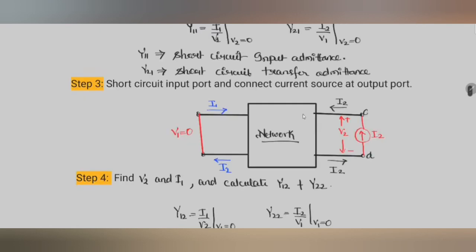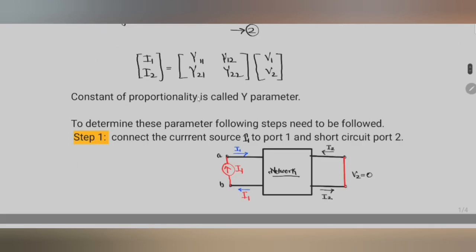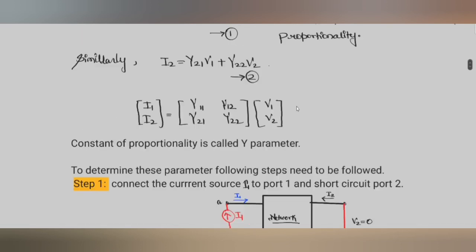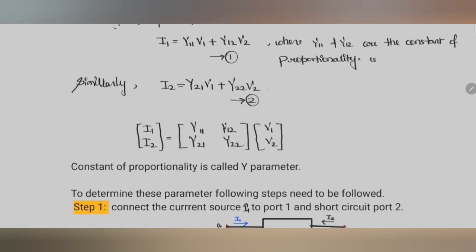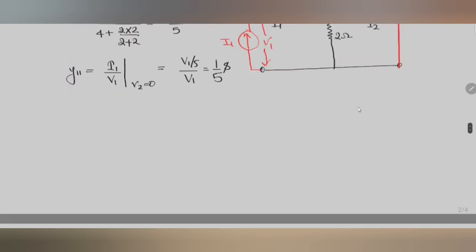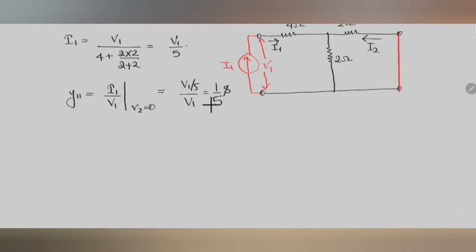Okay, I mention here that the constant of proportionality is called the Y parameter. This is the constant of proportionality with the unit of Siemens. Okay, this I represent with S. So this will be V1 by 5 divided by V1, which is equal to 1 by 5 Siemens.